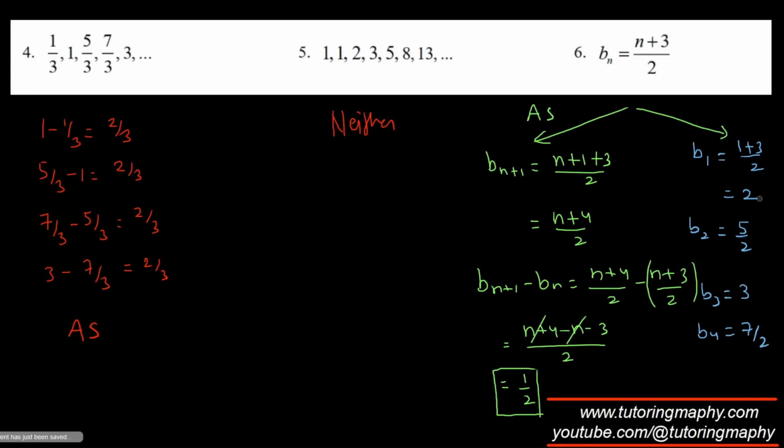Now, if you notice the pattern, 5 over 2 is of course 2.5, right? So 2.5 minus 2, the difference is 0.5. 3 minus 2.5, again 0.5. This is 3.5. So 3.5 minus 3, again 0.5. So yeah, the difference is the same. So this way also it is an arithmetic sequence. It depends on which one you want to go with. The first one is more generalized in nature.